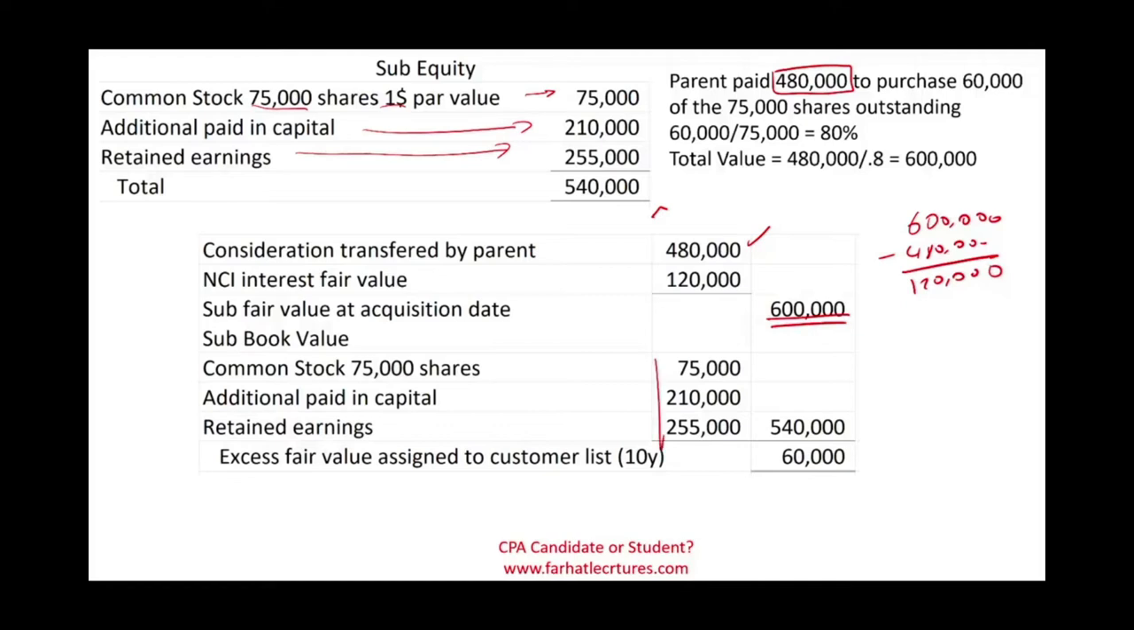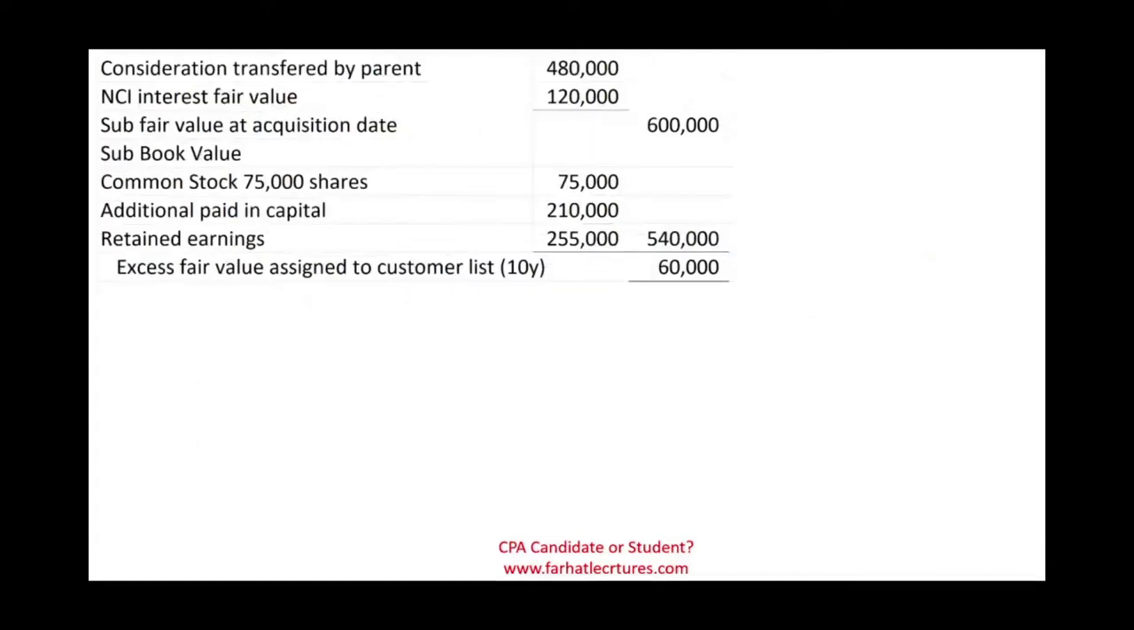Now the book value of the company is 540. The difference is 60,000. And we're going to assign this difference to an intangible asset called customer list, and we're going to amortize this customer list over a 10-year period. So what we did is we found the excess fair value and determined where we are going to list this. The next thing we are going to do is see how we are going to prepare consolidation for this company.